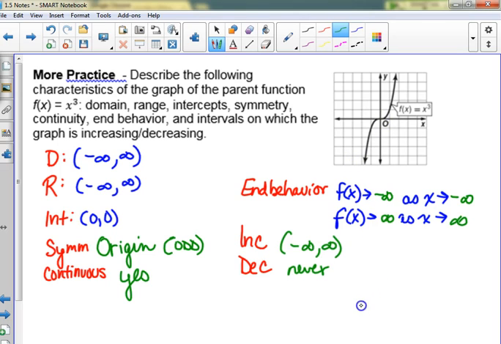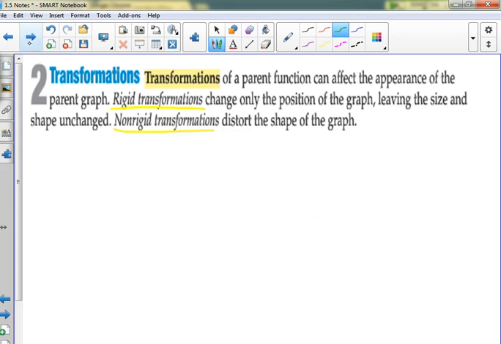Concavity would change. I'm not going to write this, but what is this concavity and this concavity? To the left of 0, it's down, and to the right, it's up. Oh, you guys are good. Okay.